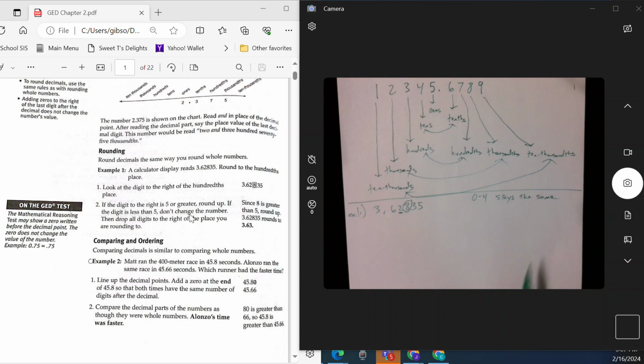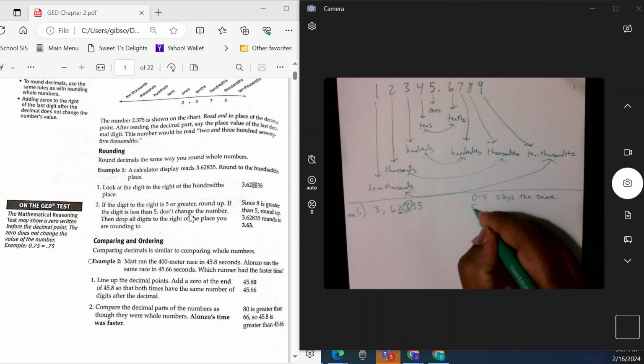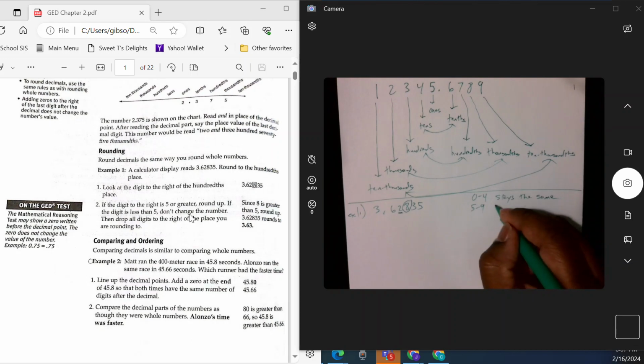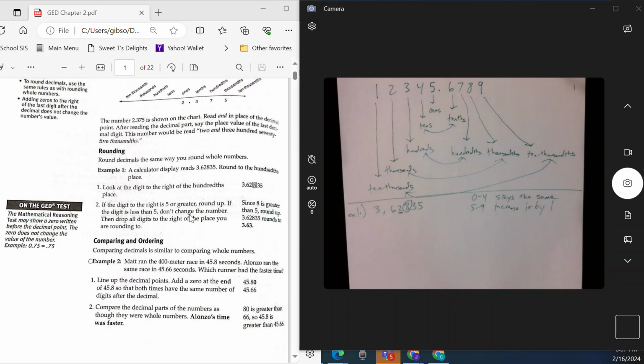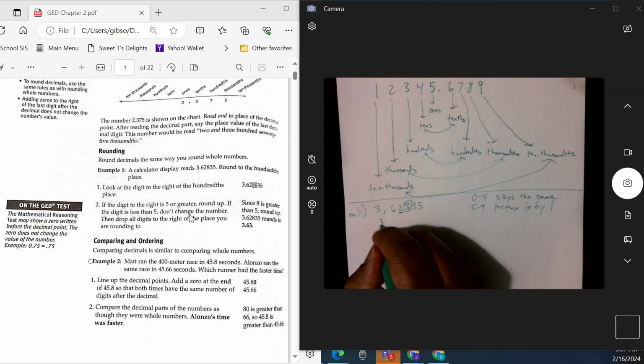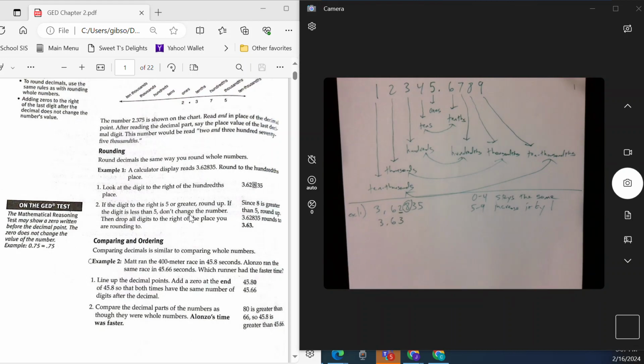The place value we're trying to round stays the same if the digit is 0 to 4. If the digit is 5 to 9, we increase it by 1. Okay, so now we look at this place value. This is in the hundreds, the 2. To the right of it is an 8. 8 falls in the 5 to 9. So we increase this 2 by 1. So this becomes 3.63.